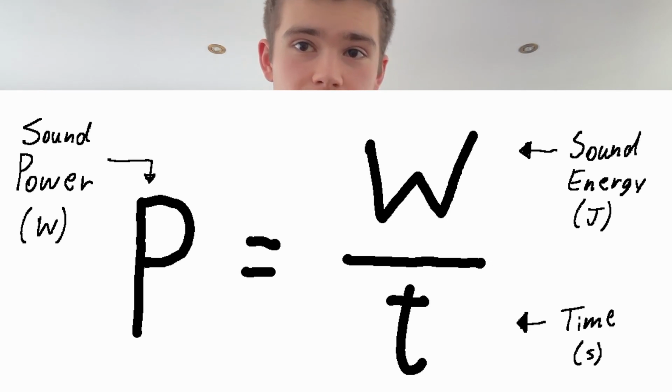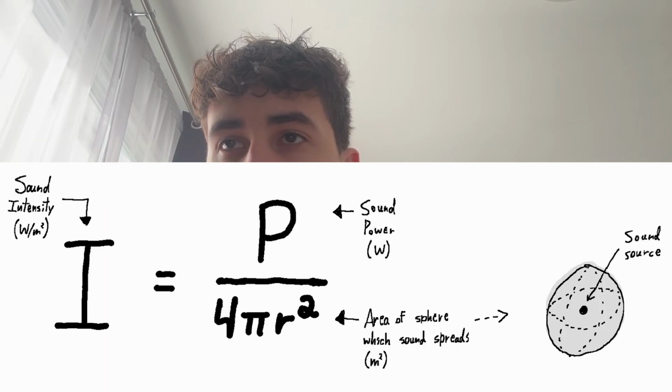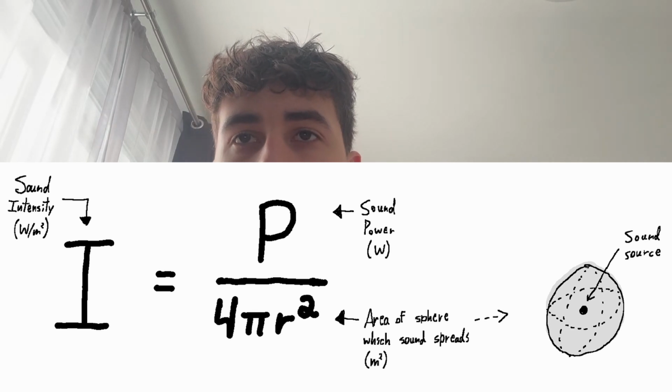So to recap, sound power is the amount of sound energy produced in a given time. Sound wave intensity builds off this concept since it is proportional to sound power. Sound intensity is sound power divided by an area which measures it. Intensity in watts per meter squared is equal to power in watts divided by area in meters squared. This area can be represented by 4πr², the formula for the area of a sphere.